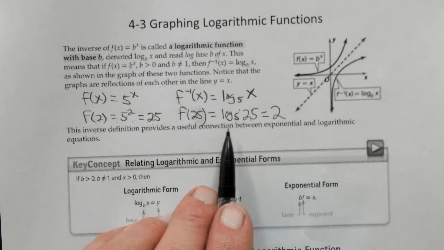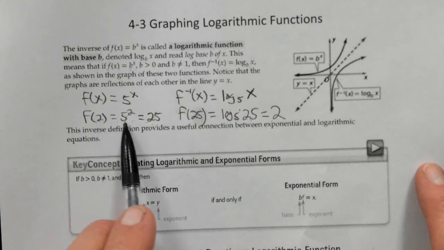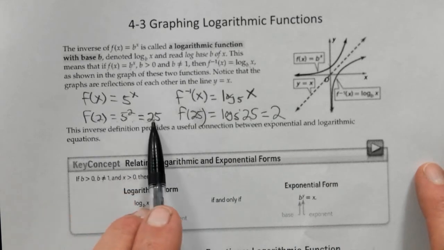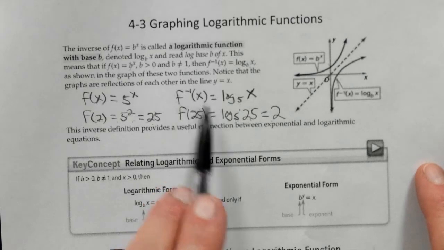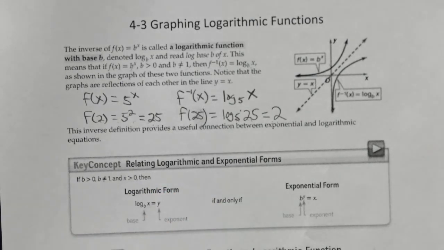All right? And again, we can verify that this is indeed the inverse. When I put in 2 to this function, I got 25. When I put 25 into the inverse, I got 2. So it went backwards, back to what we started with. So it is indeed the inverse.